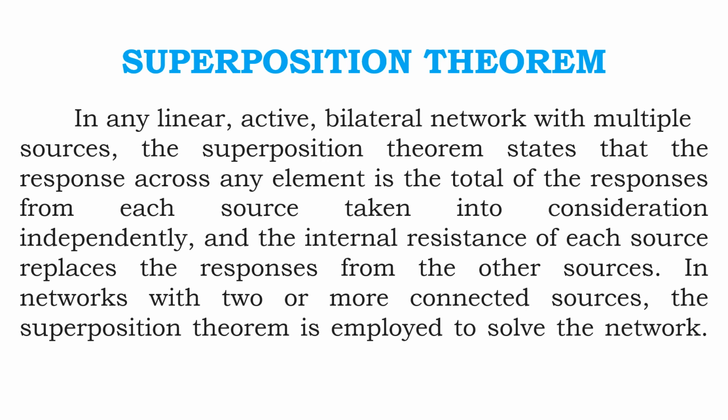In networks with 2 or more connected sources, the superposition theorem is employed to solve the network. So it is in very brief. If there is more than one source in a circuit, we can solve the problem by keeping only one source at a time, applying the rule, and keeping whatever current or voltage flows through the particular resistance separately. Then we find the separate circuits with a single source, and finally we sum up the results. That is the result of the superposition theorem.